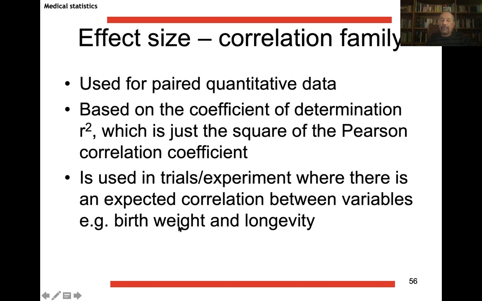So if you have a trial on a drug affecting birth weight and you look at longevity, you know that there is a correlation between the variables, and then you can use this coefficient of determination.